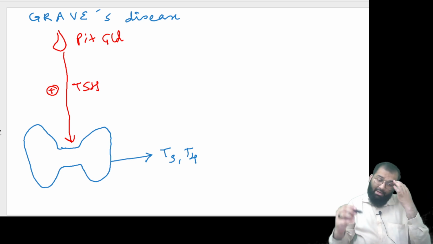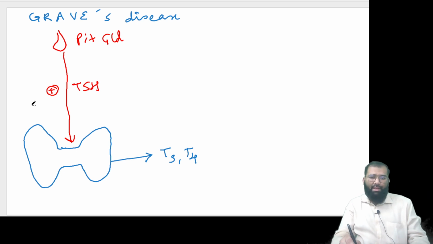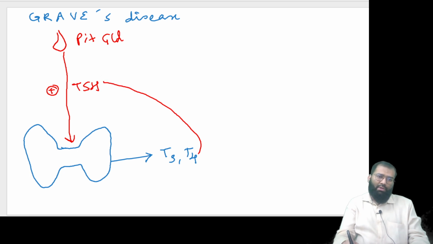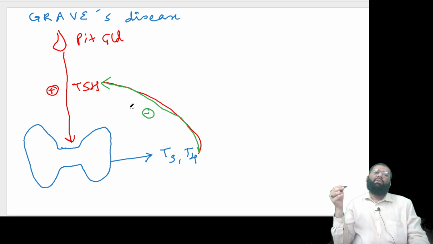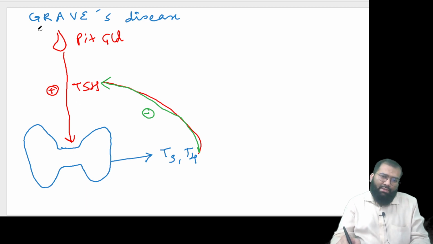Right, we understood this, and we saw it in the last session too. When T3 and T4 are released, by negative feedback they inhibit TSH. So there is a negative feedback mechanism by which the release of TSH from the pituitary is inhibited. Now, what happens in Graves disease?